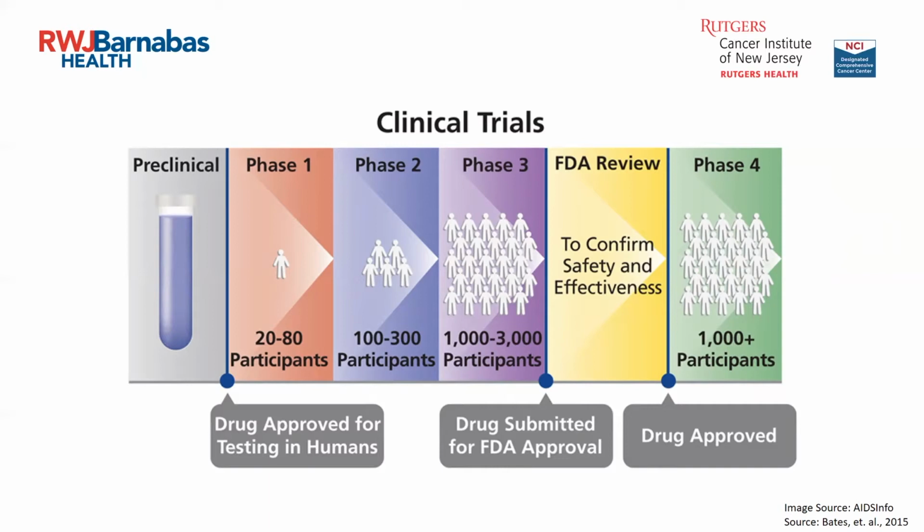Phase one trials are when researchers test a drug in a small group of people, let's say 20 to 80 people, and this is for the first time. This is to learn about dosing, which is how much medicine someone can safely take, and identify side effects. And just to be sure, side effects and safety are always monitored through all phases.